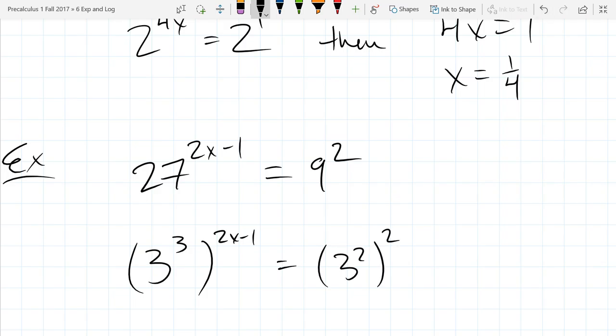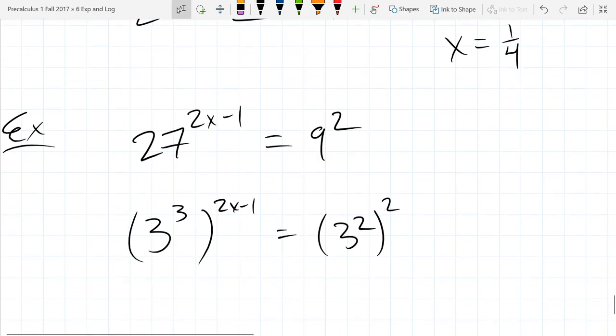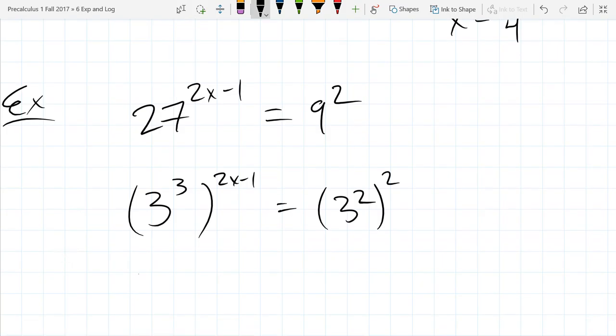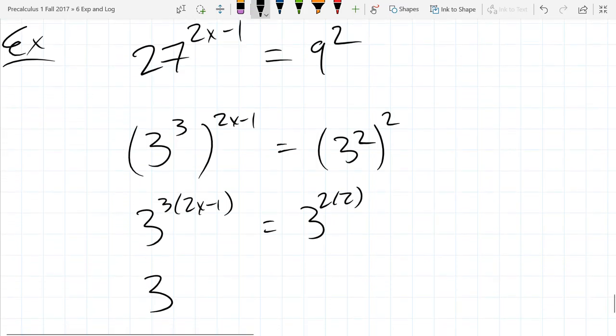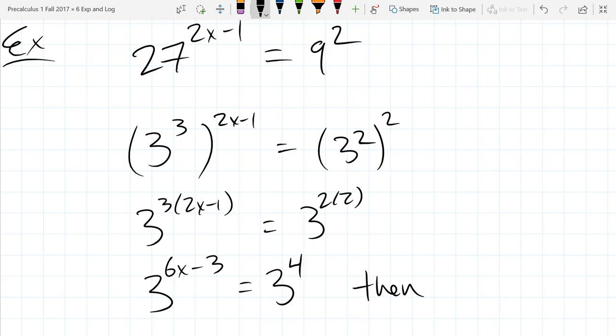3 to what power is 27? So 3 cubed. And 9 is 3 squared. So now I'm going to multiply my exponents, because we got powers of powers. And we'll distribute on both sides. So we have 3 to the 6x minus 3 equals 3 to the fourth power.